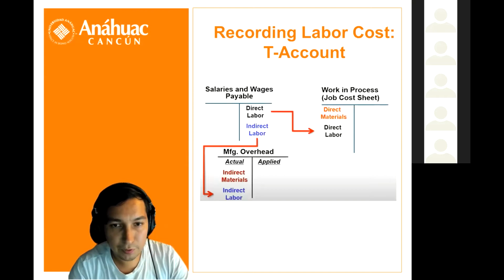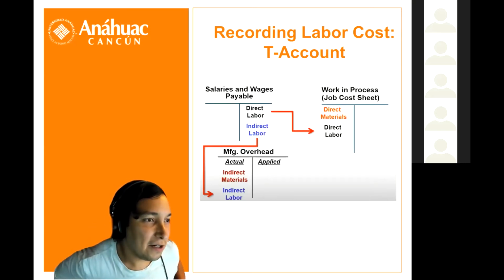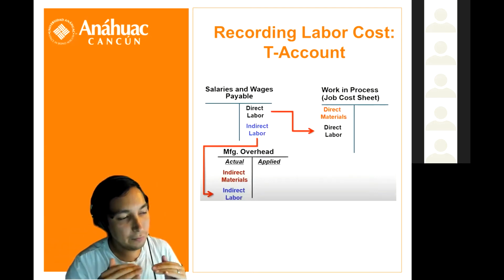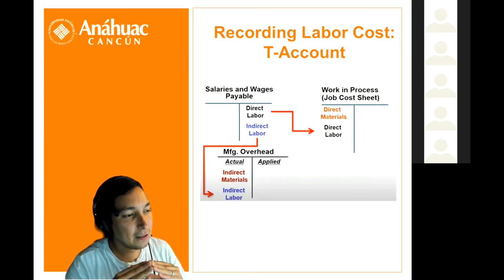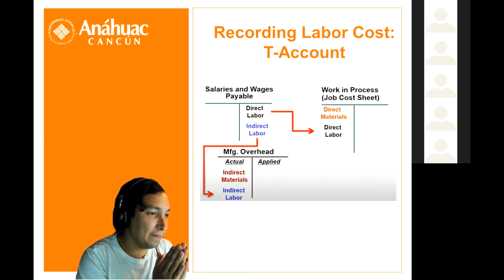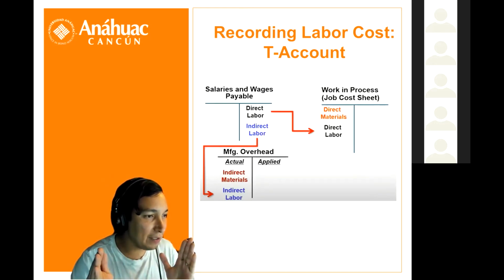Okay, guys. So when we record our labor, what do you see? What are you watching in there? What's the important aspect in there? What is salaries and wages payable? What you can do from an accounting perspective is, since the beginning of the month, even if you didn't pay them, you can create an accrual, right?